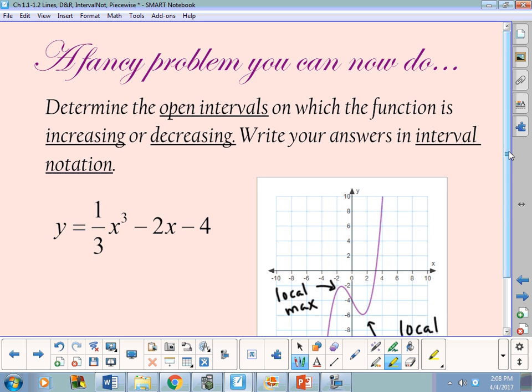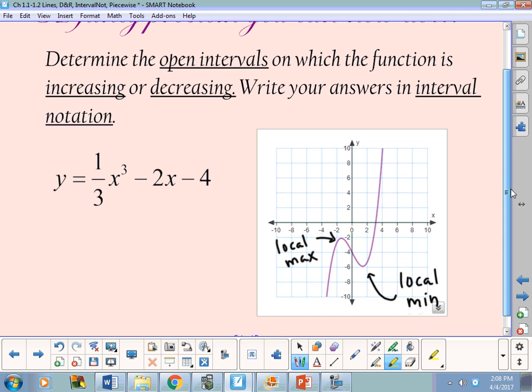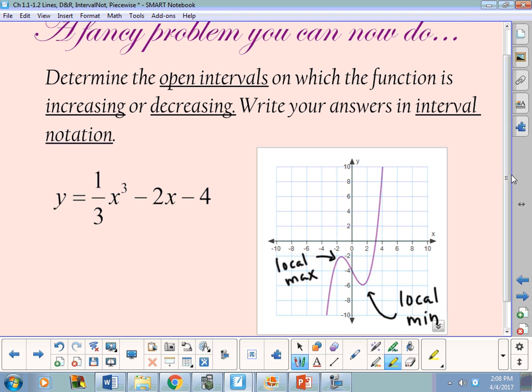So now we can do some fancy problems. We're going to determine the open intervals on which the function is increasing or decreasing. The open intervals on which the function is increasing or decreasing. I'm going to write our answer in interval notation. So here's our fancy function, looks like a third-degree polynomial. Here's the graph over on the right.